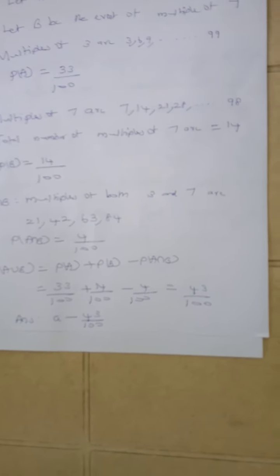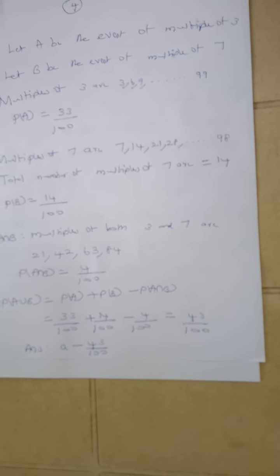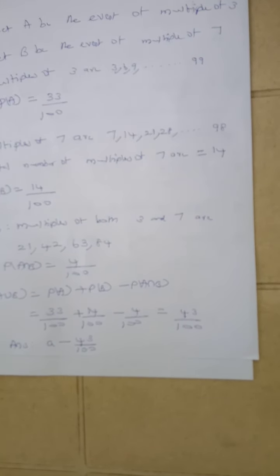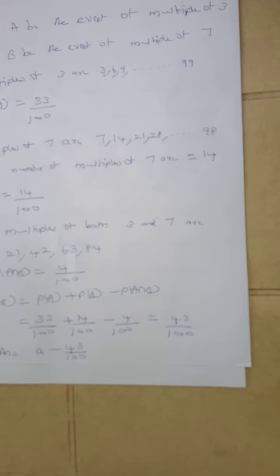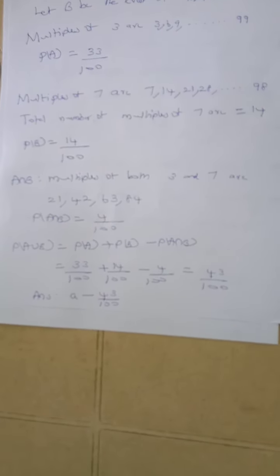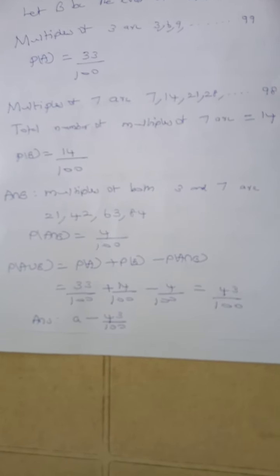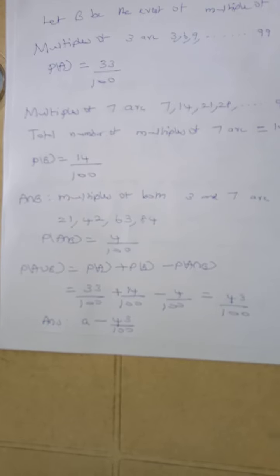When you substitute into the addition theorem, probability of A union B is equal to probability of A plus probability of B minus probability of A intersection B. When you substitute the values, we get the answer 43 by 100. So the correct answer is option A, 43 by 100. Let us move to the next question.